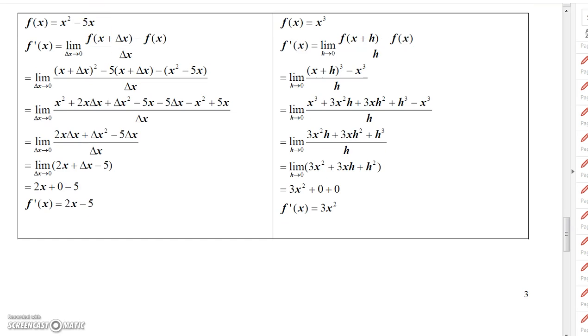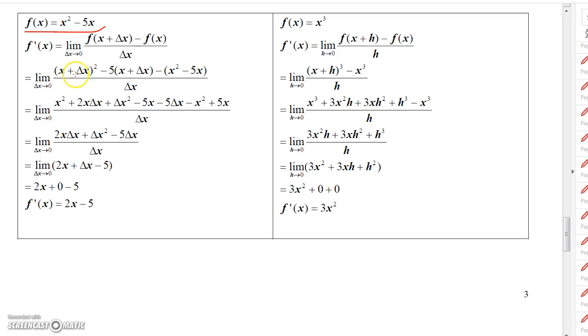So here I'm going to assume that we have to use the definition of the derivative to find the derivative of these functions. So here the derivative would equal the limit of the difference quotient as delta x goes to 0. Okay, so what would f of x plus delta x be? Well, you would have x plus delta x quantity squared minus 5 times x plus delta x. Then you would subtract f of x, so we would subtract the quantity x squared minus 5x.